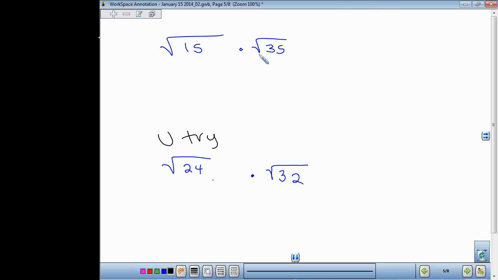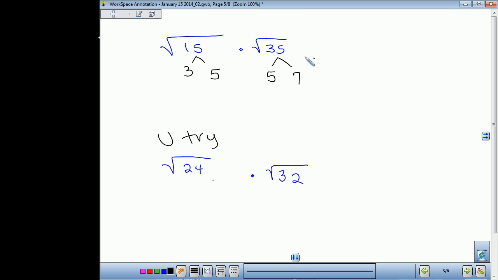Alright, so here we go. 15 and 35. Now, 15 does not have a perfect square in it. And 35 does not have a perfect square. And without a calculator, if I multiply these, it would be a fairly large number. So I want to take a third way of thinking about these. Let's think about our factors of 15. 15 breaks down into 3 and 5. And 35 breaks down into 5 and 7.